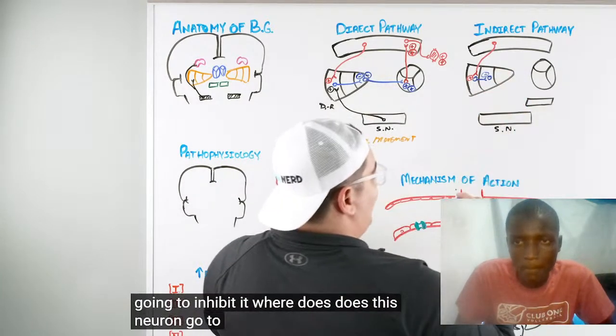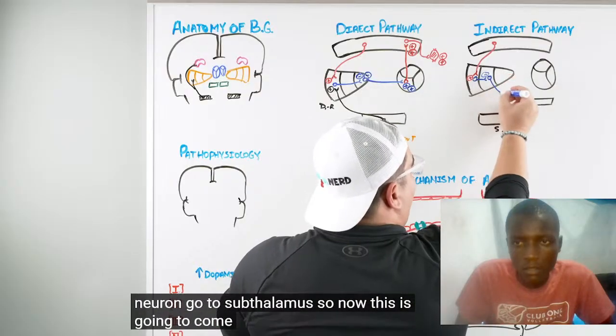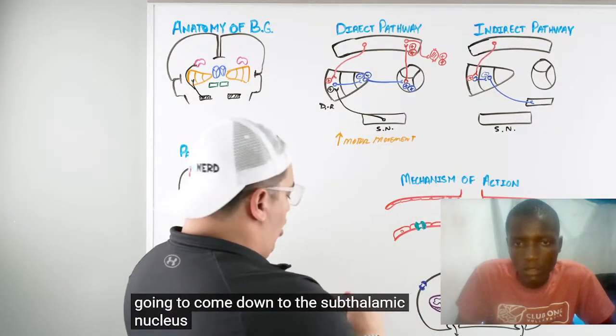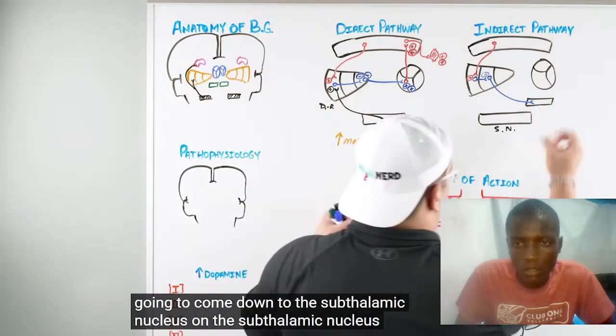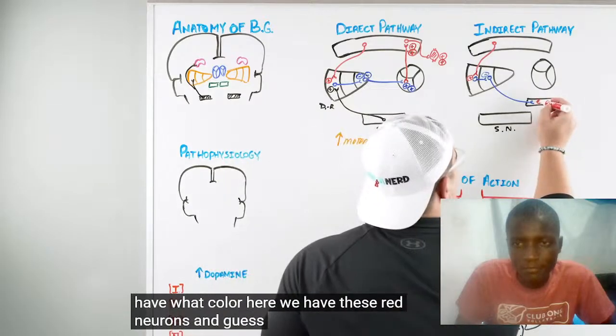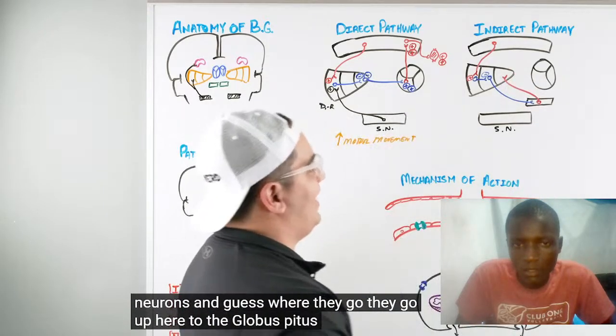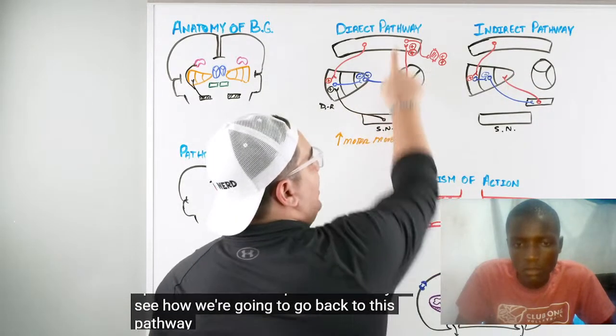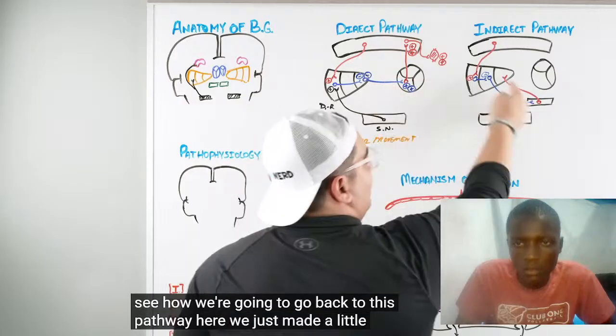Where does this neuron go to? Subthalamus. So now this is going to come down to the subthalamic nucleus. On the subthalamic nucleus, what color do we have here? We have these red neurons. And guess where they go? They go up here to the globus pallidus internus. So you see how we're going to go back to this pathway here. We just made a little detour to the subthalamus. Well, let's keep following here.